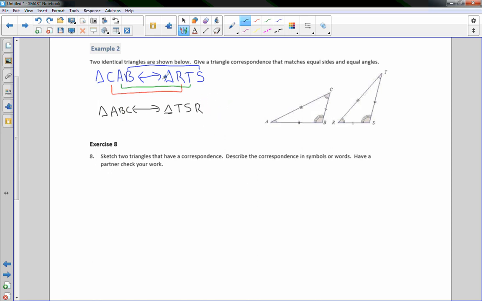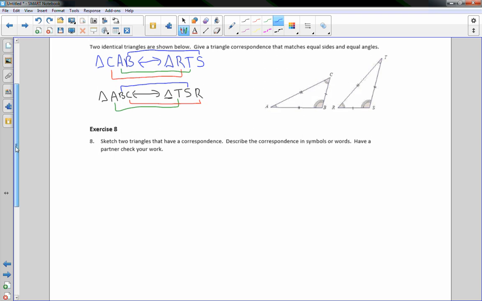So what we're saying is A went to T, A still goes to T no matter how I name it. C went to R, C is the last, R is the last. And B went to S, and B is the middle, S is the middle. So no matter how I rearrange these, if I rearrange the letters of the first triangle, I have to move the second triangle's name around so they still line up.